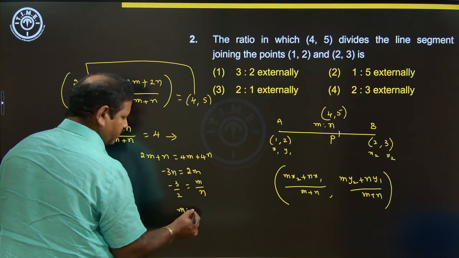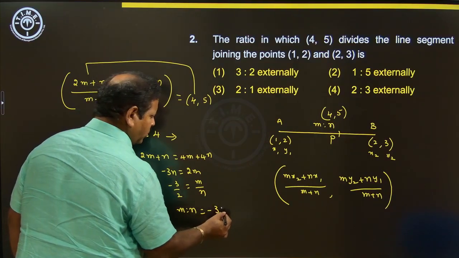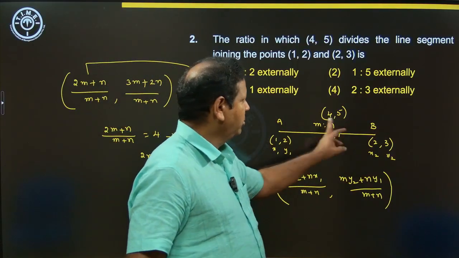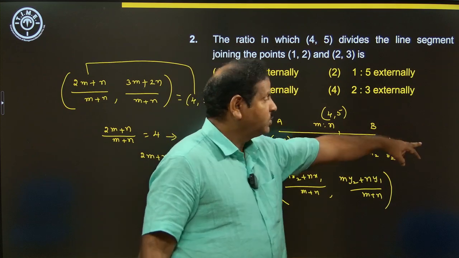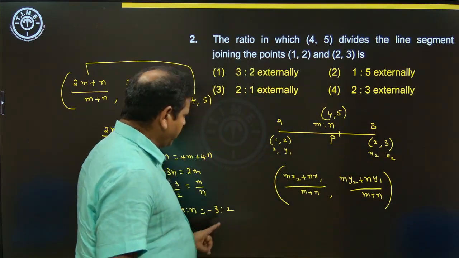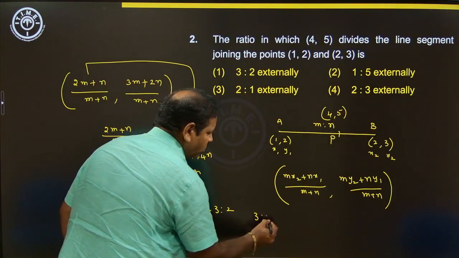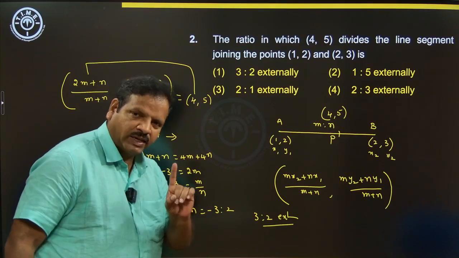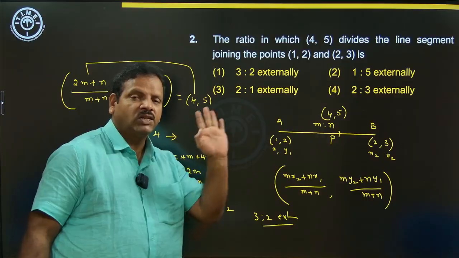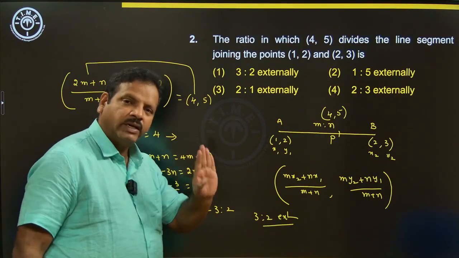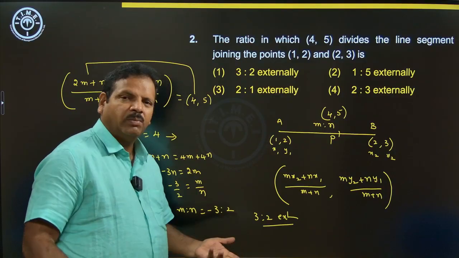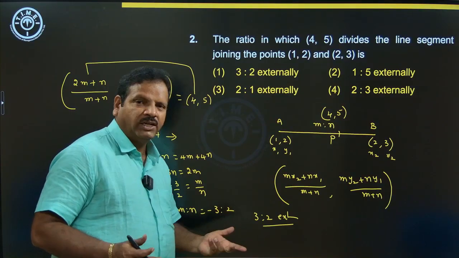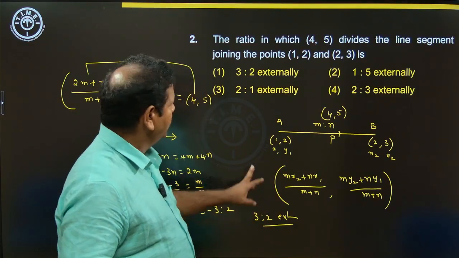So what you got? M is to n is nothing but minus 3 is to 2. That means this minus indicates external division. That is why I told you in the beginning that we do not know where it will be. That means when AB is produced somewhere, P is outside of AB. In what ratio does it divide? 3:2 externally. In a ratio, if only one of the terms has a negative sign, that sign indicates external division. If both are plus, internally only. If both are minus, the minus and minus can cancel, right? Yes, so same signs means internally. If one of the terms has a negative sign, opposite signs, it is external division. The answer is now 3:2 externally.